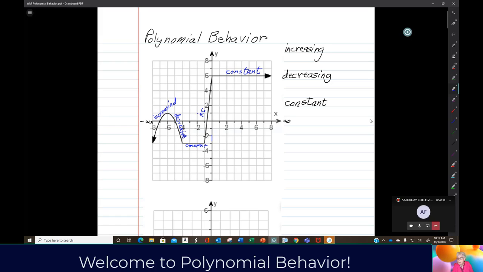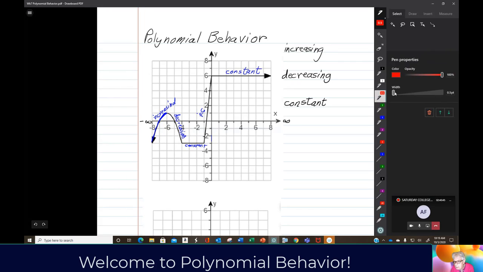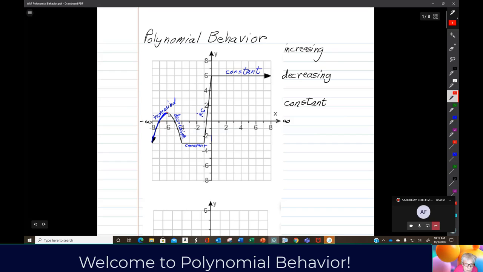Okay. So maybe I should even use different colors. Maybe that would be a good way to do this. If I made increasing blue. See, it's going up from left to right. And decreasing red, which I'm going to have to make bigger, thicker. There. Well, that's better than nothing. All right, so down. And we can let constant be green, and we can keep that coding through the whole thing. So yeah, you're going forever. And then blue again for increasing.